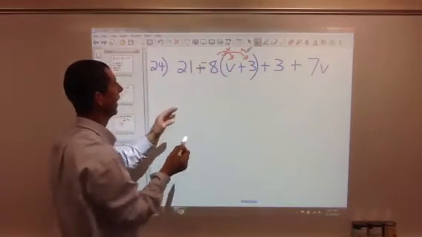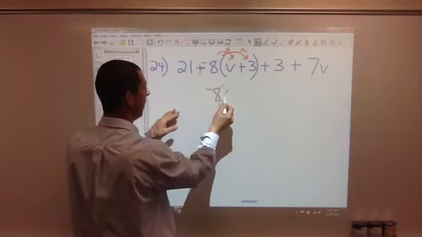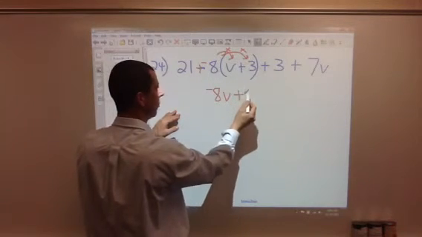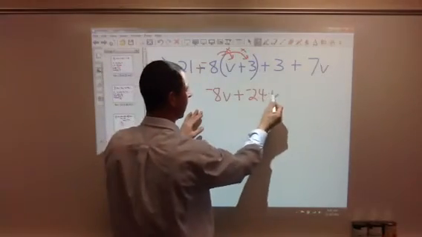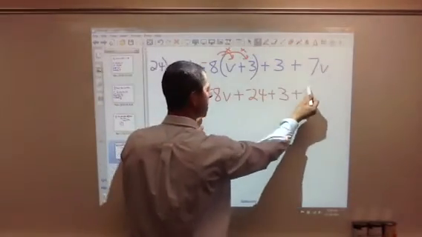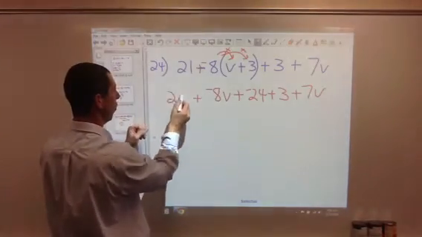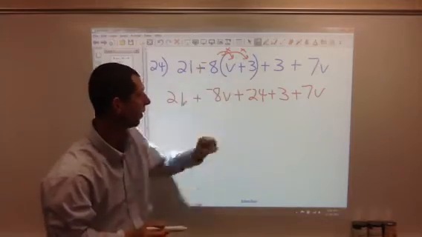Okay, so I end up now with negative 8 times v is negative 8v. Bring my addition sign down. Negative 8 times 3 is negative 24. Now I want to fill in everything else here yet. Plus 3, plus 7v, and down here I still have 21 here. So I brought everything down. I've removed my set of parentheses.